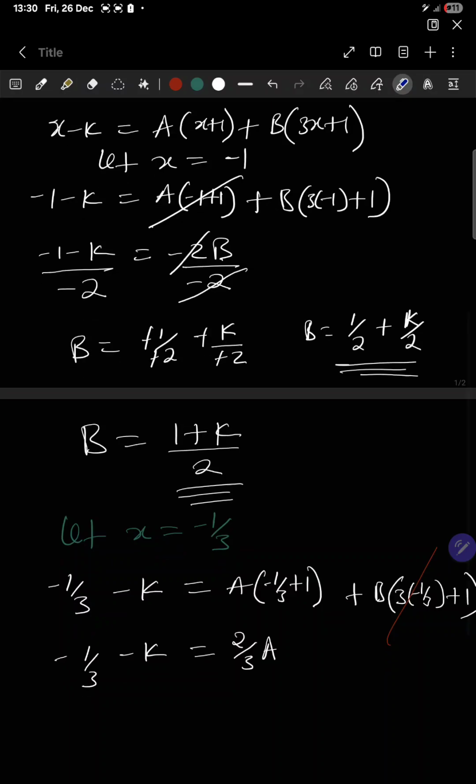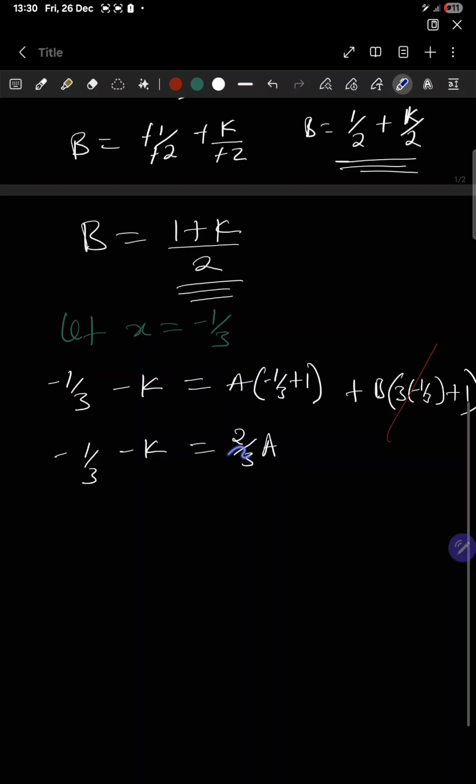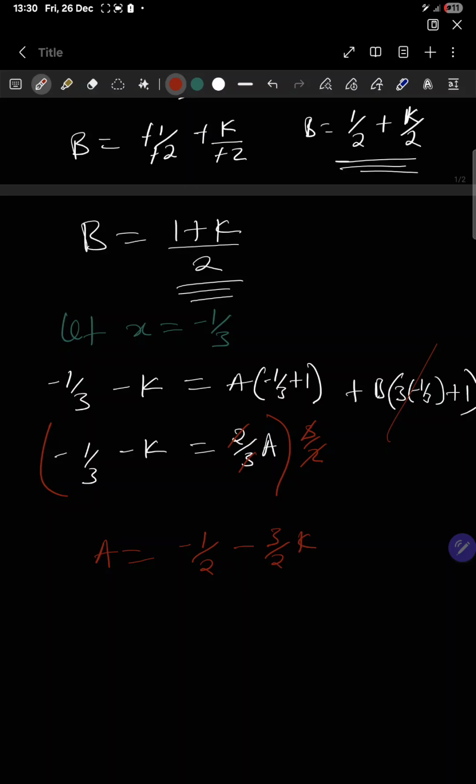Now in this case, you need to get the value of a. How can you get the value of a? We are going to multiply this equation throughout by 3 over 2, so that this and that will go, that and that also will go. You remain with a is equal to, we are also multiplying the 3 over 2 times 1 over 3. We are going to get negative 1 over 2, and then minus 3 over 2 times negative k is going to be minus 3 over 2k.